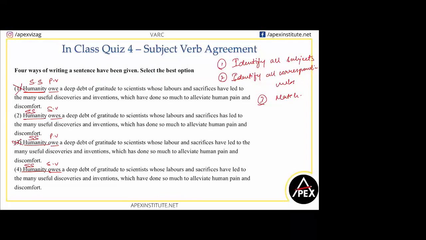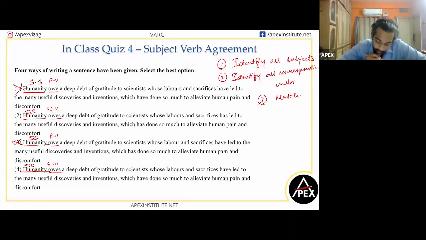Next, humanity owes a deep debt of gratitude to scientists whose labors and sacrifices has led to many useful discoveries and inventions, which has done so much to alleviate human pain and discomfort.